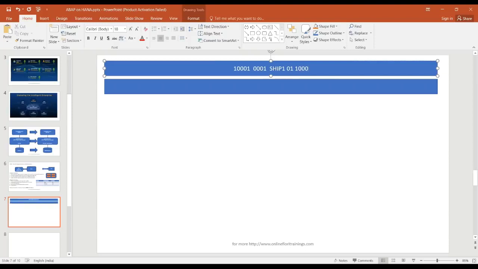Similarly, the next record of sales order 1002. Sales organization, ship to party is 1, and distribution channel is 02. And then we have 1003. Let's say it's 0002. Then we have ship 2.